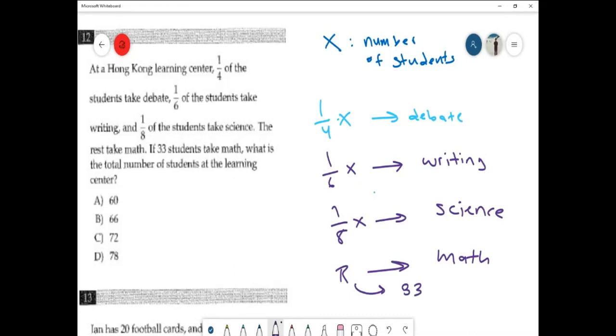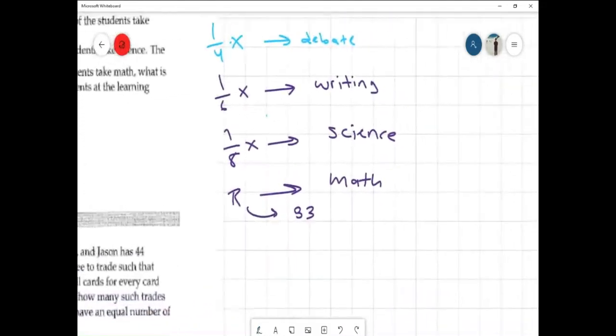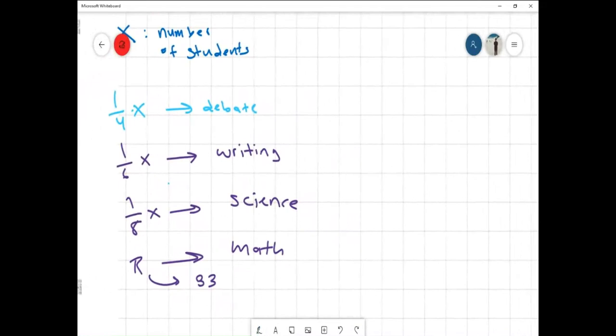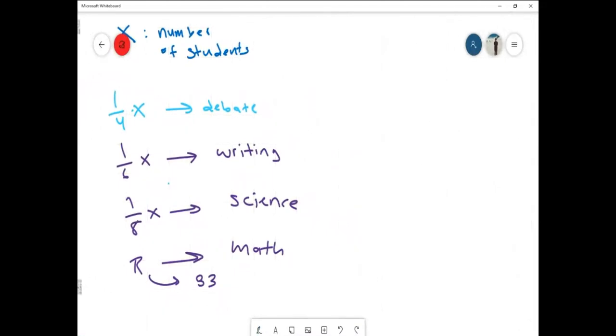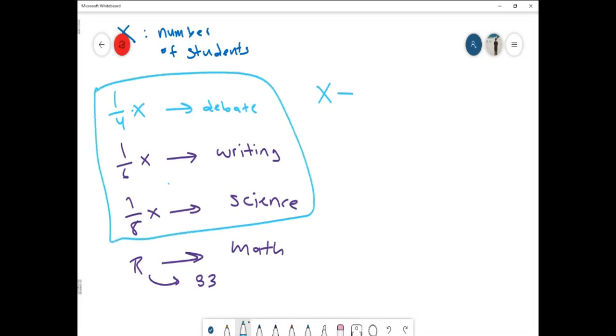And the rest, I have to find the rest, right? Let's call this R. The rest is taking math, and the number of students who are taking math is 33, right? So how to find X, the number of students? Oh, it's super easy. Is there any question about this, until this part? If not, we can continue.